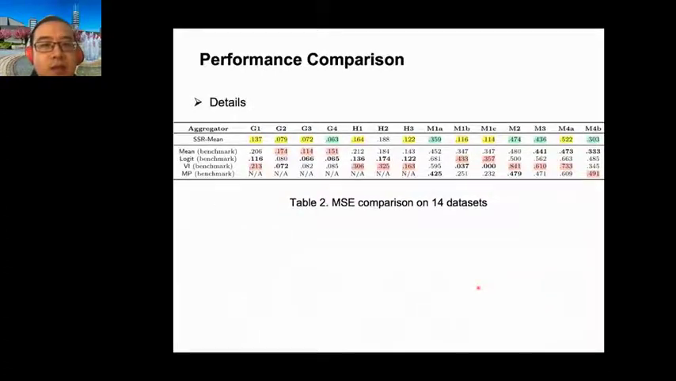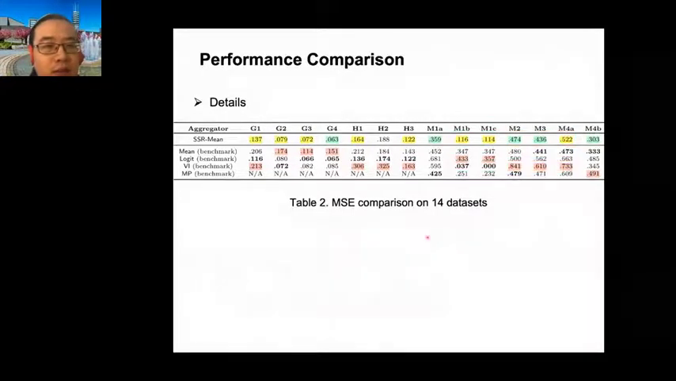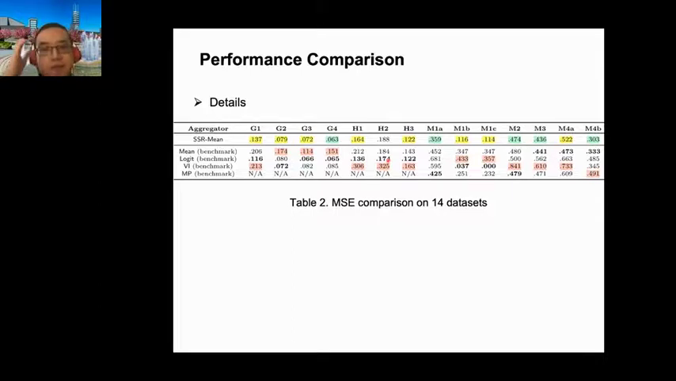So let's see our performance. The green marks the datasets where we outperform all benchmarks, and the yellow marks the datasets where we rank second best. So we can see we are either the best or the second best among these benchmarks. The only exception is H2, but we can see the difference from the best one is very small here. This demonstrates that our algorithm is both accurate and robust.